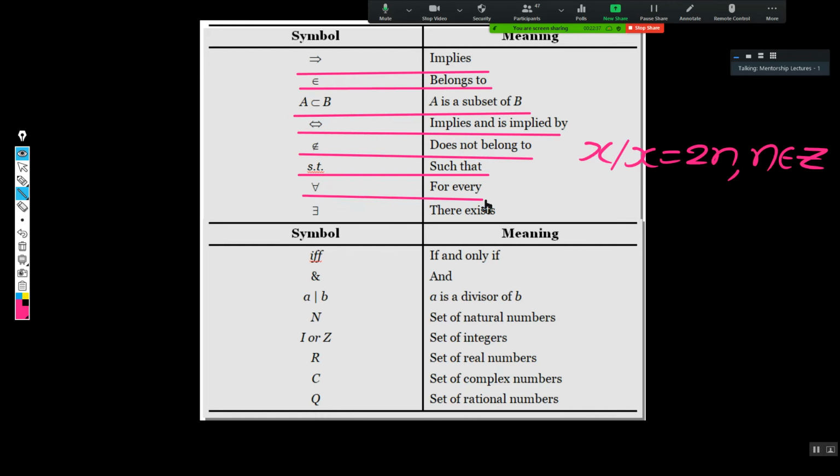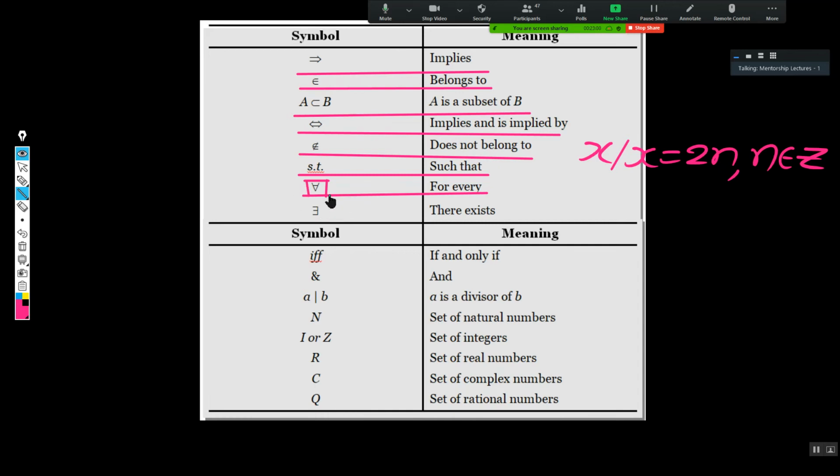This must be a new symbol for you: for every. Generally, mathematicians are lazy. That is why they don't want to write the entire word. That is why they have created symbols here. And of course, these symbols you must understand, throughout the mathematics this will be used.